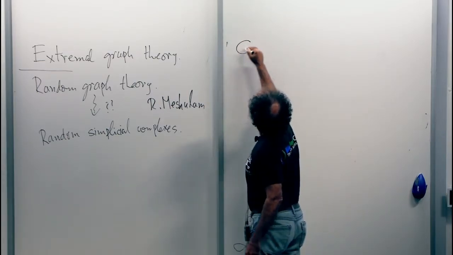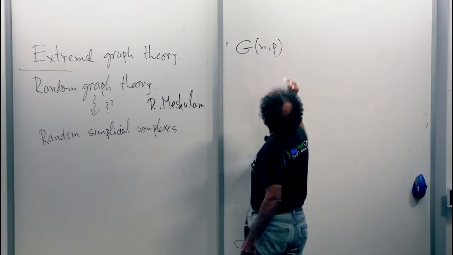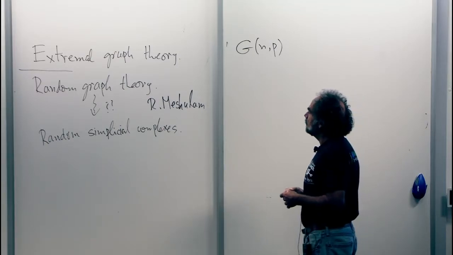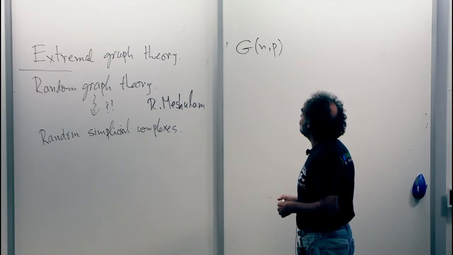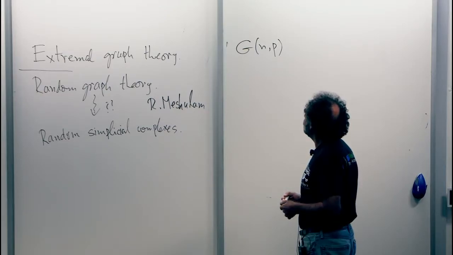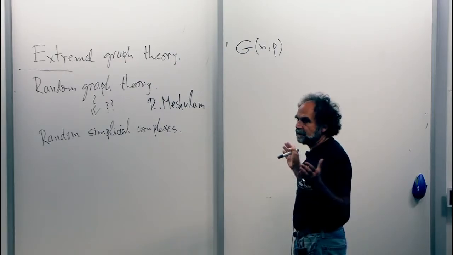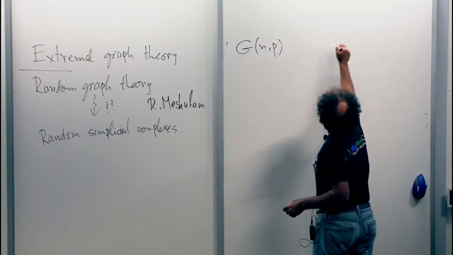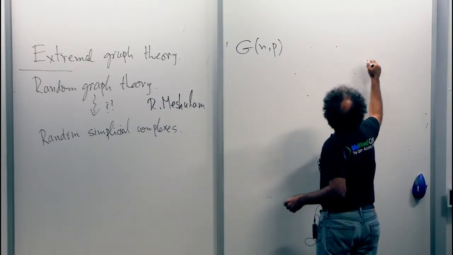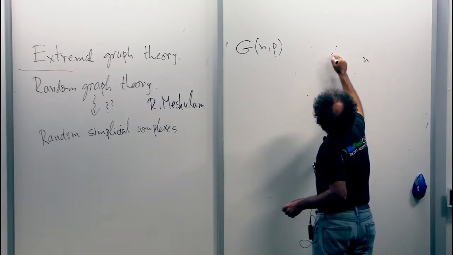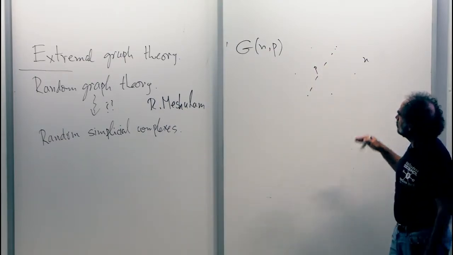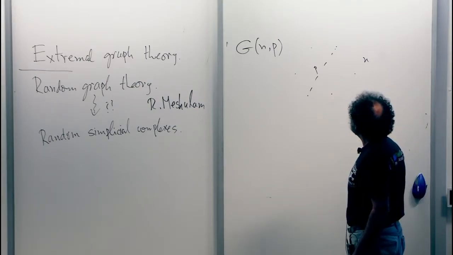Okay, so we want to speak about G(n,p). This is, of course, the grandfather of random graph theory. Mostly, it was started by Erdős and Rényi in the late 50s, early 60s. And I think it revolutionized the whole way we think about discrete objects. You have n vertices, and for each pair of vertices, independently and with probability p, you put an edge, and with probability 1 minus p, there is no edge.